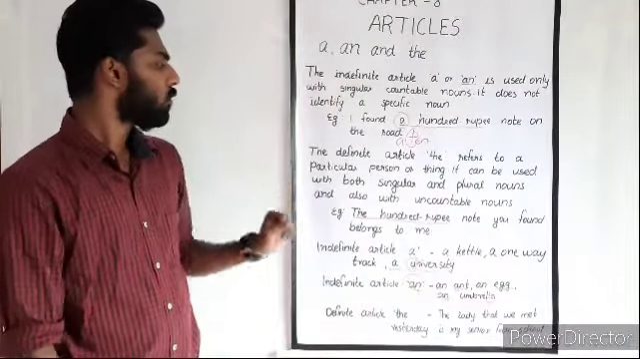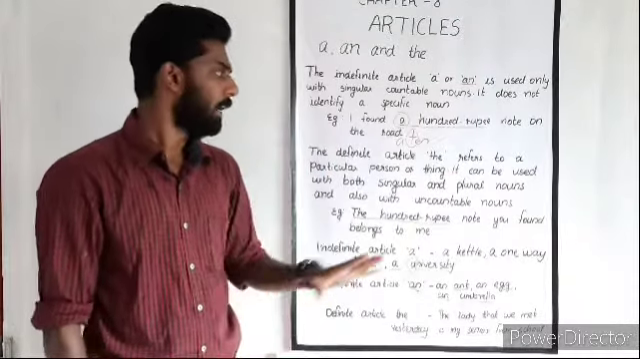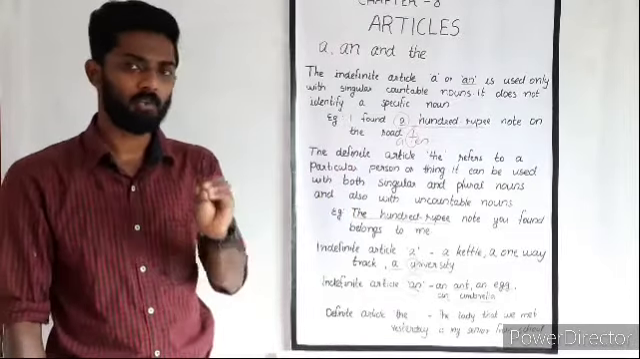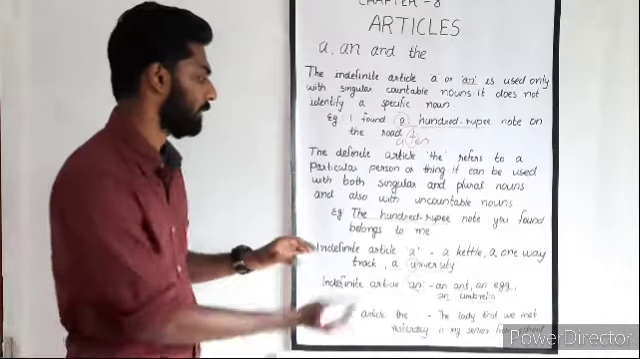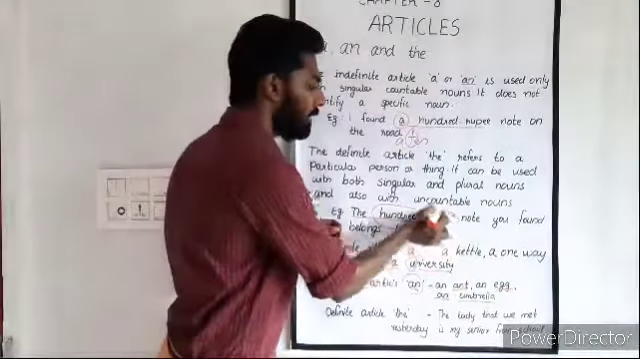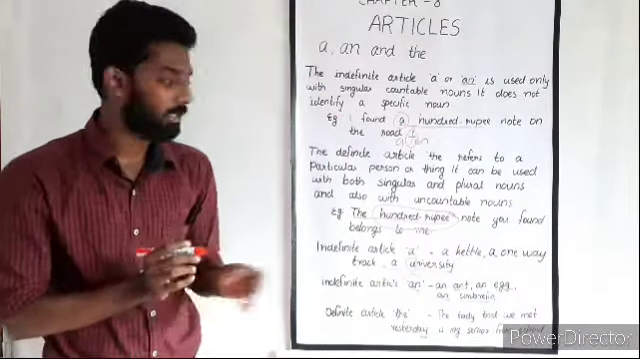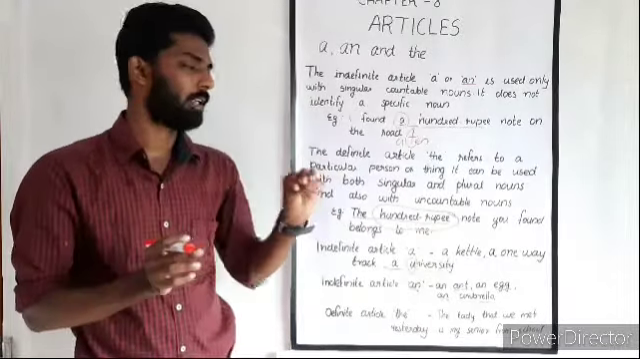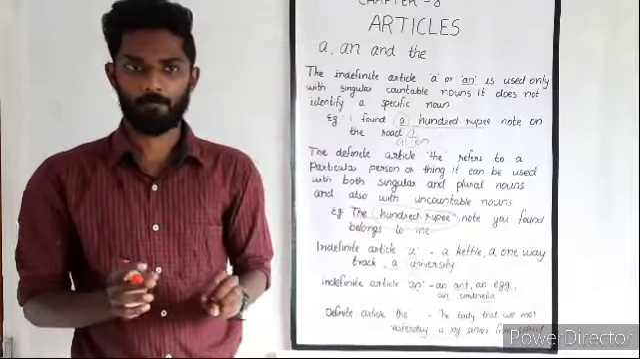So now we have to discuss the definite article "the." As I said, it refers to a particular person or a thing. For example, the 100 rupee note. Here the particular 100 rupee note is specified, and they are speaking about a particular thing, that is the 100 rupee note. So let us see what other things we have to keep in mind when we use the definite article "the."